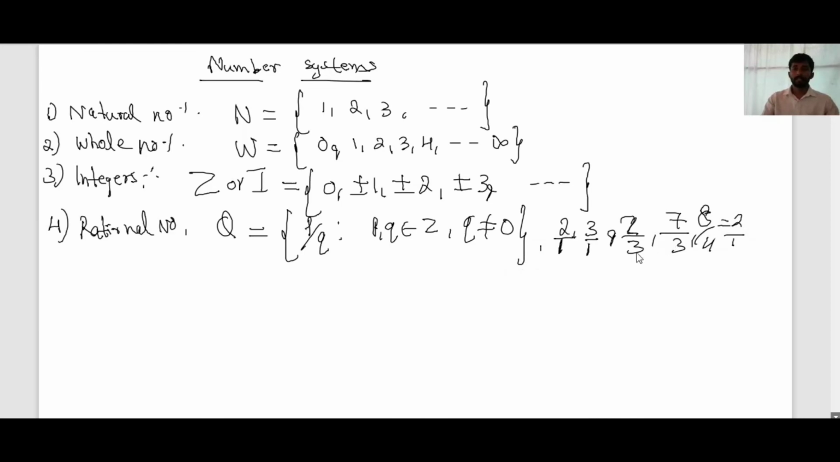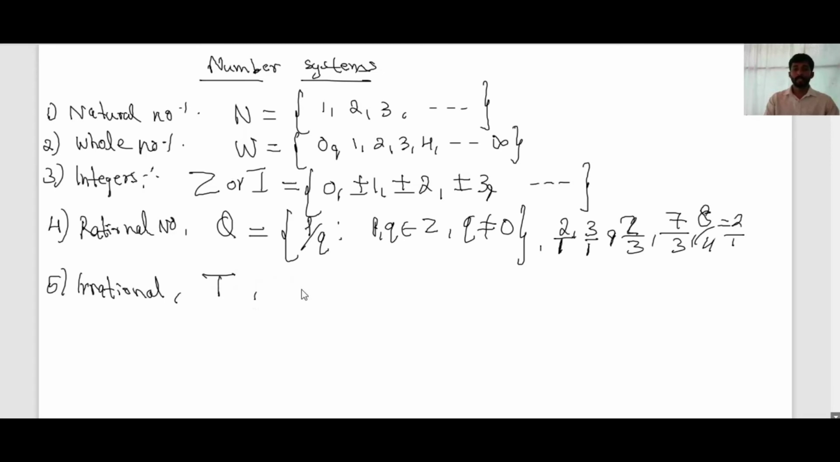Again, it's an example for rational numbers. Okay, all these are examples for rational numbers. Just remember, rational number is of the form p by q. p and q are taken from integers, and q is not equal to 0. And fifth one is irrational. Okay, irrational number denoted by capital letter T. Okay, irrational number means numbers which are not rational.